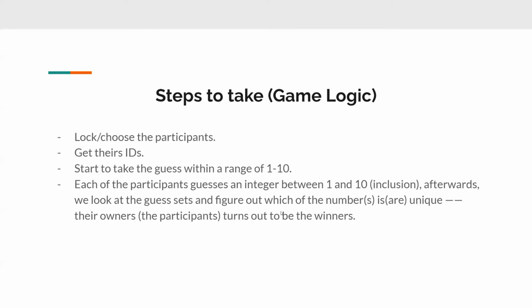So for the next step, we choose the participants and let them input their IDs and start to take a guess within a range of 1 to 10. Each of the participants guesses an integer between 1 and 10, which is inclusive. That means 1 and 10 are also available here. And afterwards, we take a look at the guess sets and figure out which of the numbers is unique, and then their owners turn out to be the winners in this game.